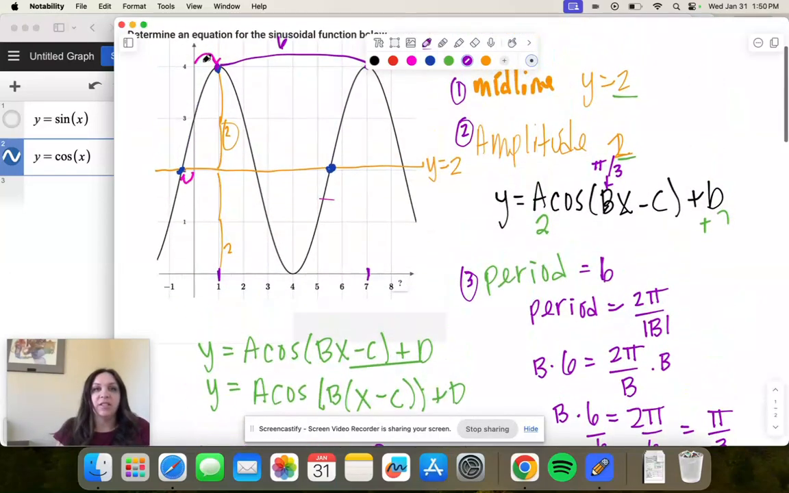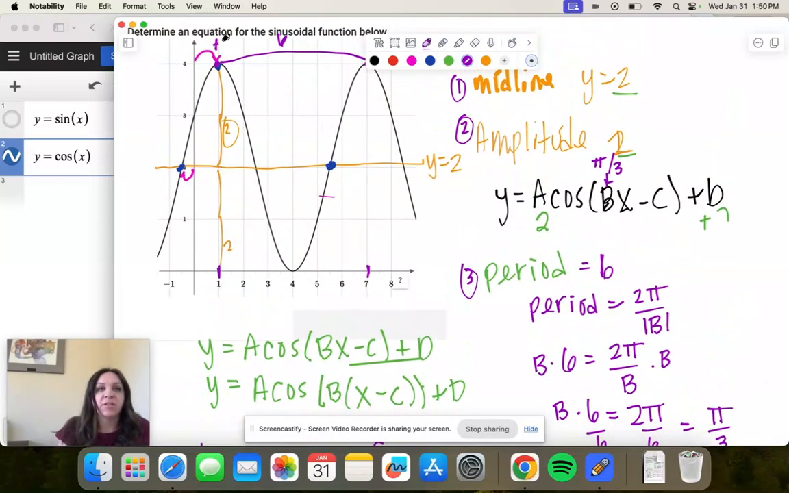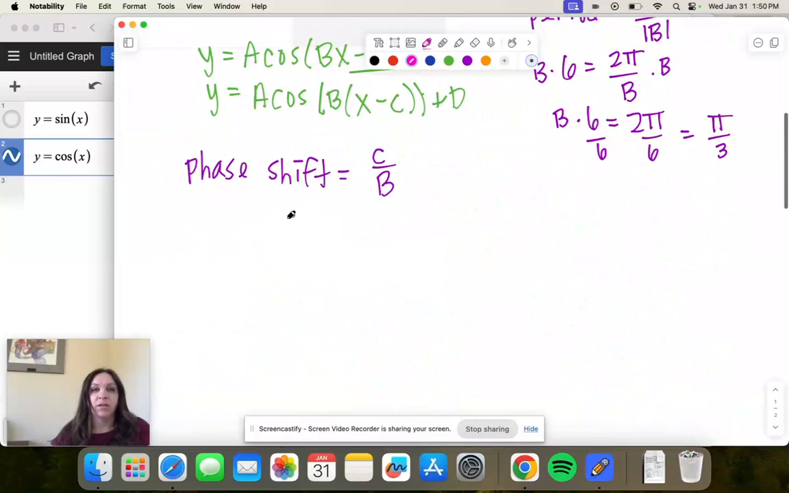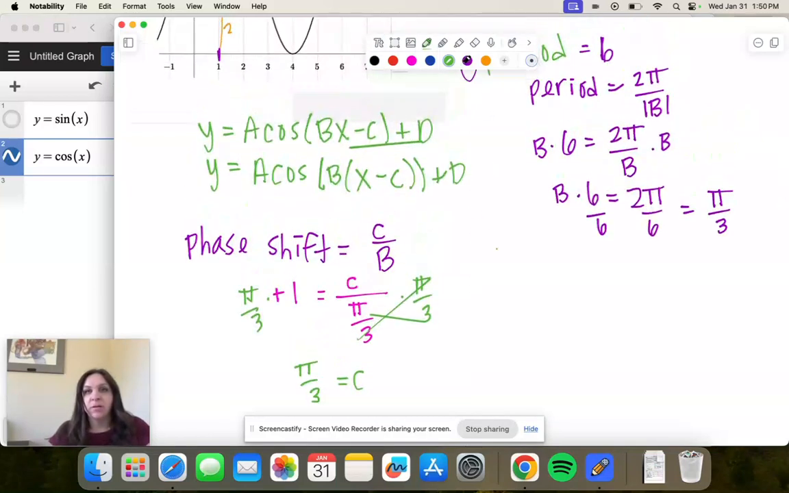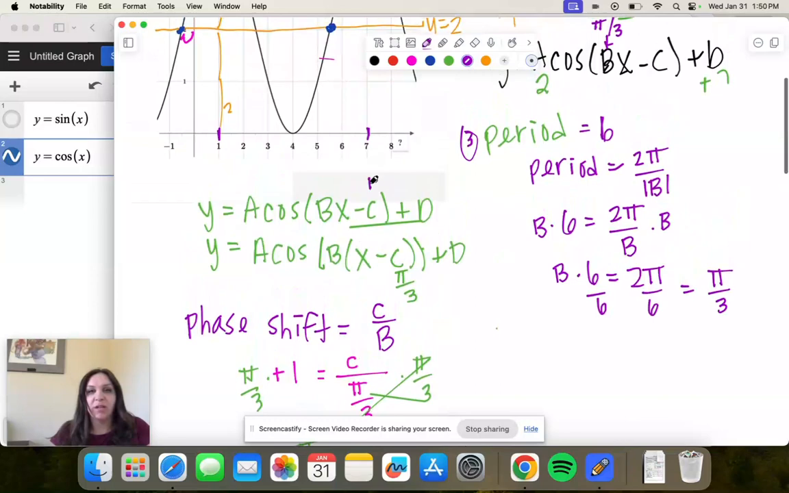So our phase shift, we found it right here, right? It's plus 1. It's the horizontal shift. We went right 1. So our phase shift is plus 1. We need to find c, and b is pi thirds. So c, if I multiply both sides by pi thirds, c is positive 1 times pi thirds, which is also pi thirds. So I guess we didn't have to take it out. It could have just been pi thirds right here too.